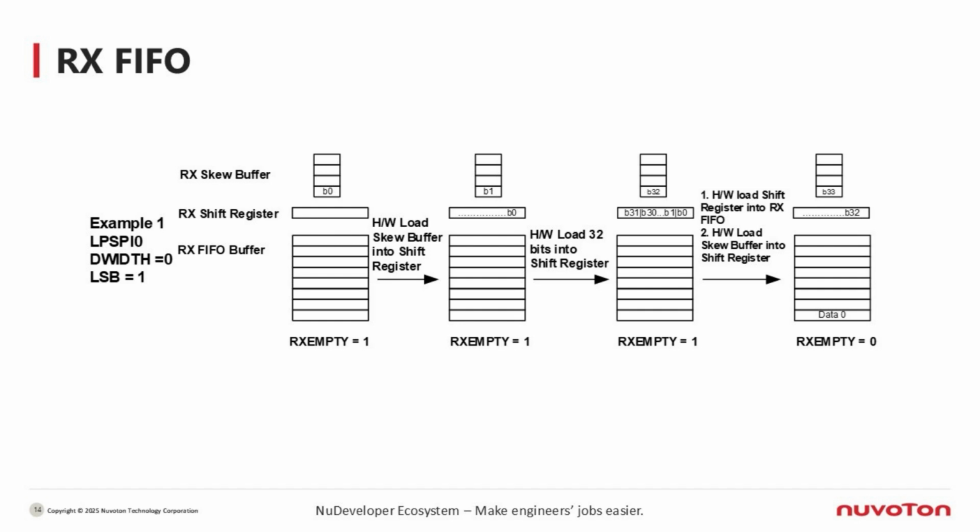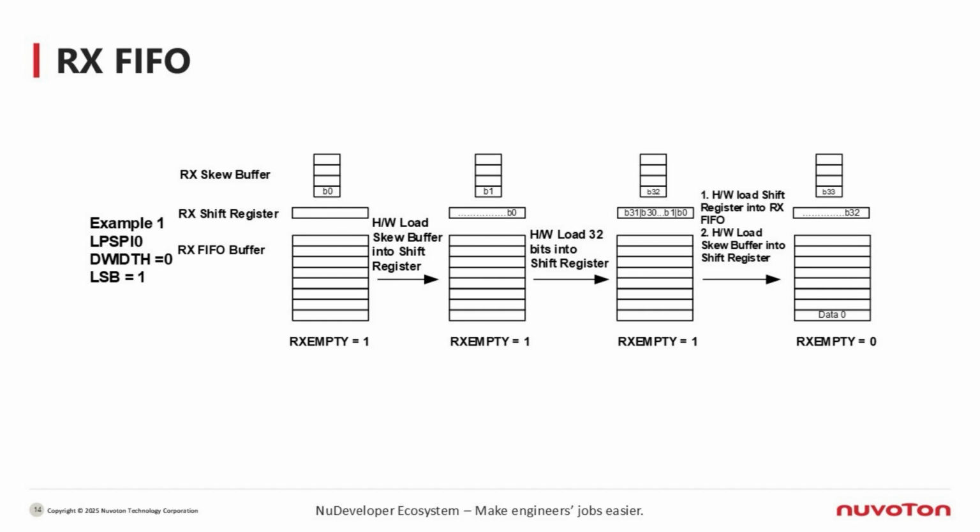FIFO starts empty. At the beginning, RX empty equals 1, which means the RX FIFO is empty. External data comes in bit by bit following the clock, first filling the RX skew buffer. For a 32-bit transfer, bits are received in order from B0 to B31 in LSB first sequence. Once the skew buffer fills with 32 bits, the hardware moves this data into the RX shift register.